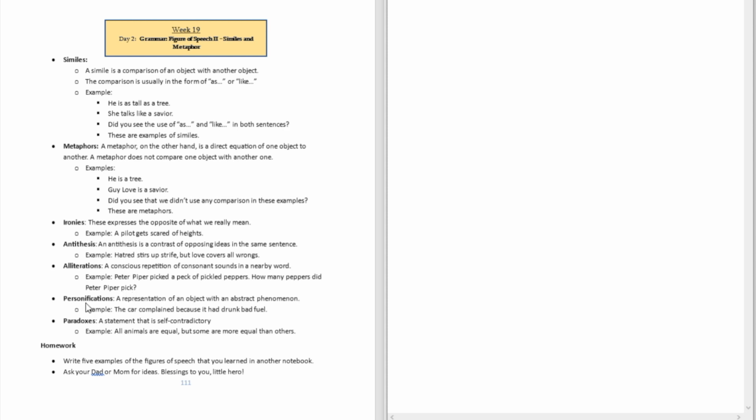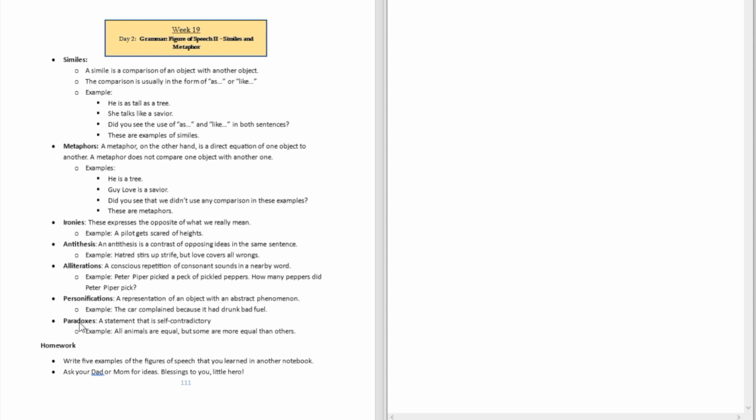Alright, personifications. A personification is a representation of an object with an abstract phenomenon. What does that mean? An example is going to be the car complained because he had drunk bad fuel. Well, a car typically cannot speak to you, right? But when you say a car is going to complain, well, it means the car is not functioning well. But you're using that like a car is a person. Well, that's going to be personification.